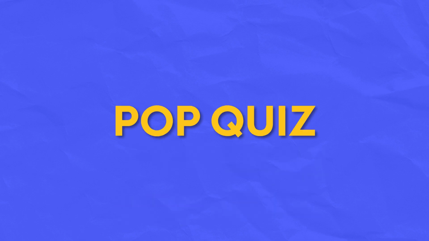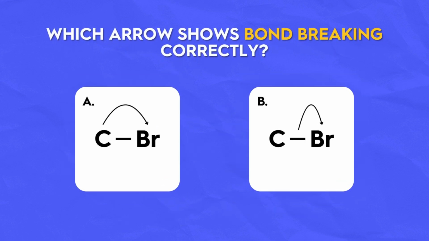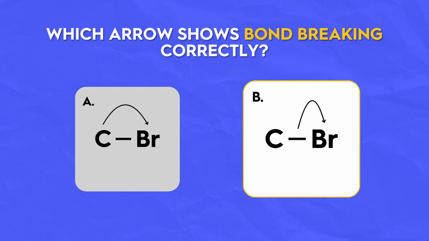Pop quiz. Which arrow shows electrons moving correctly during bond breaking? A or B? The answer is B. Curved arrows always show electron flow.